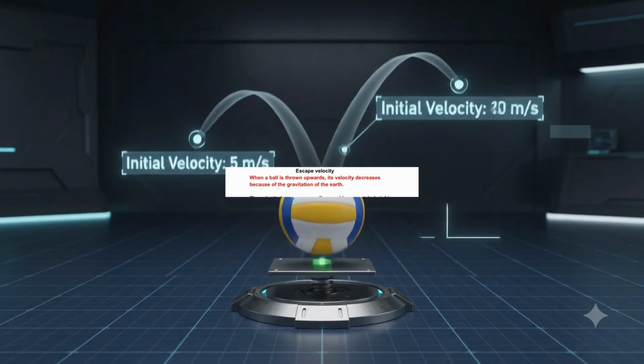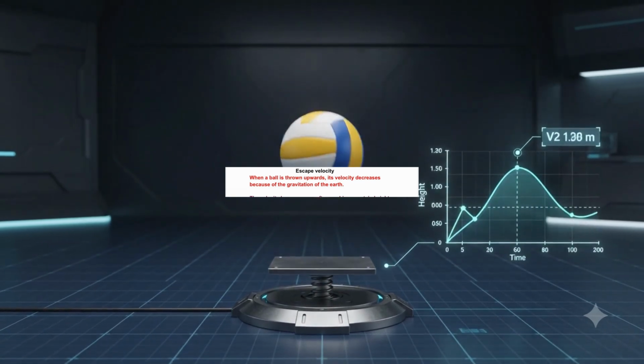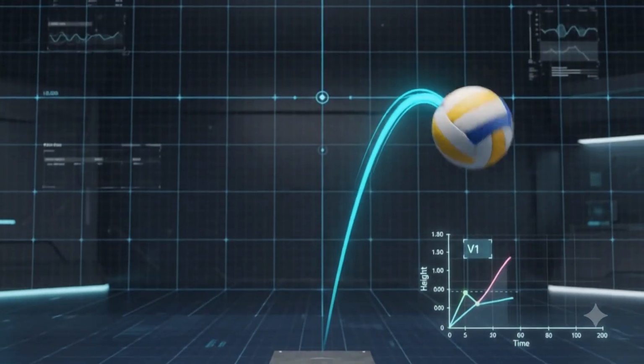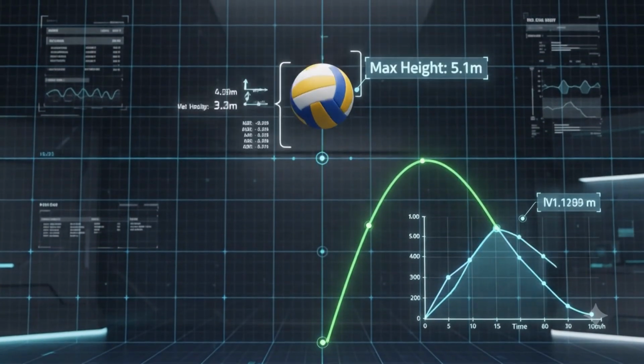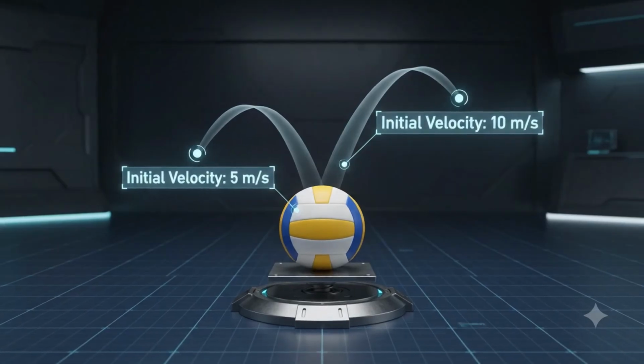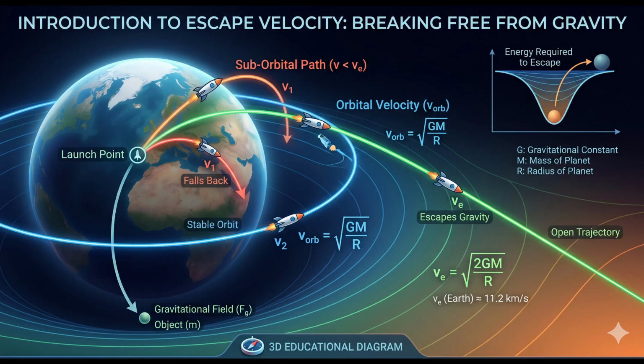Imagine throwing a ball straight up. It goes up, slows down, and comes back down because of Earth's gravity. What if you threw it so hard, so fast, that it never came back? That magic speed is called escape velocity. Today we will learn what escape velocity is, the physics behind it, and the formula used to calculate it.